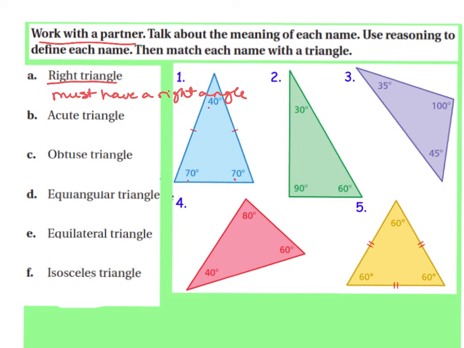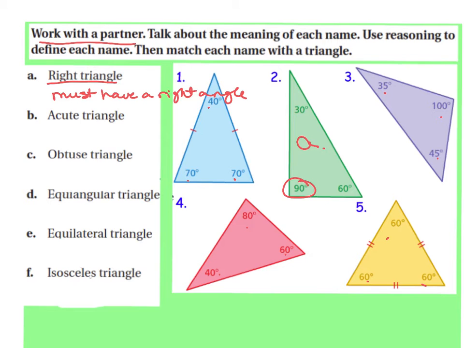So no right angles in number 1. Here's a right angle. So this is definitely letter A, a right triangle. No right angles, no right angles, no right angles. So number 2 is the only one that is a right triangle.